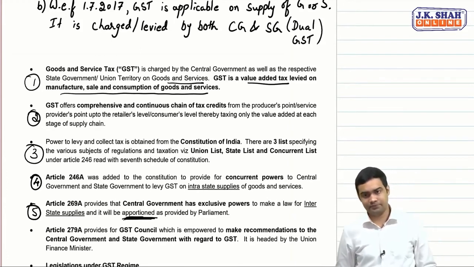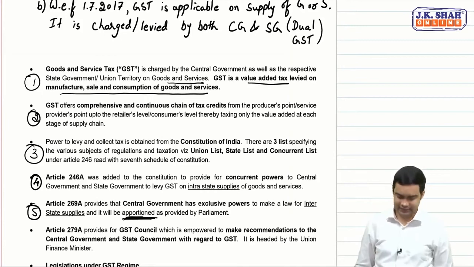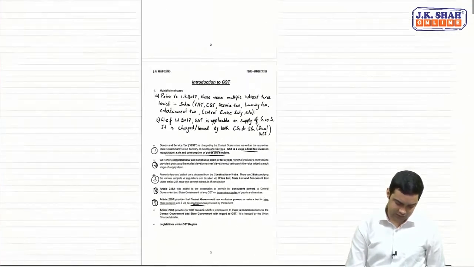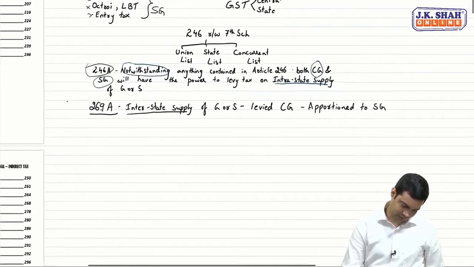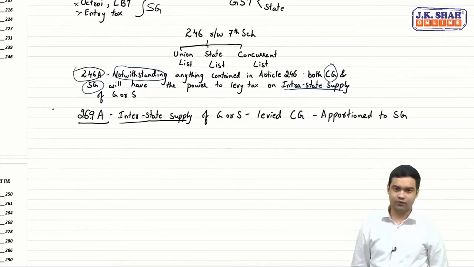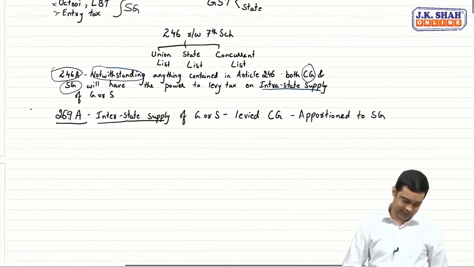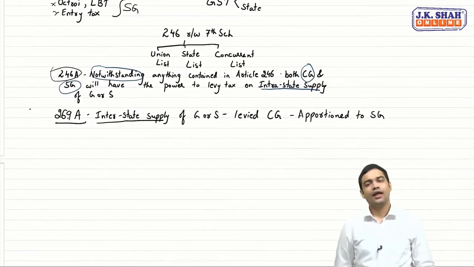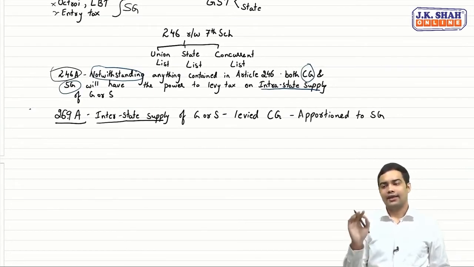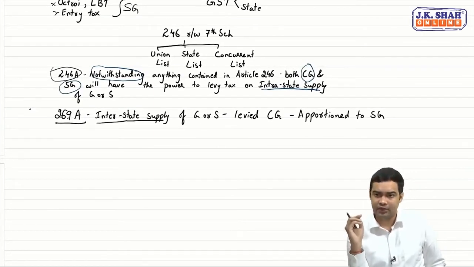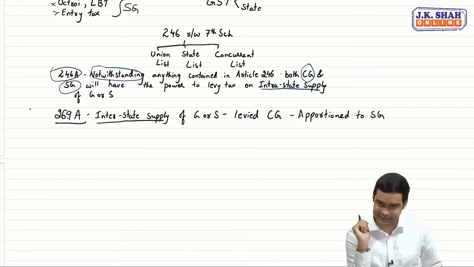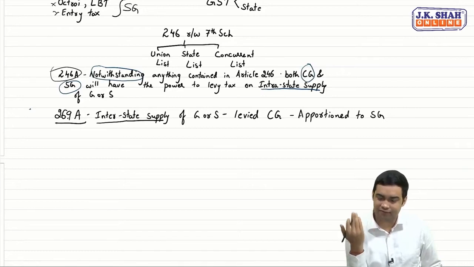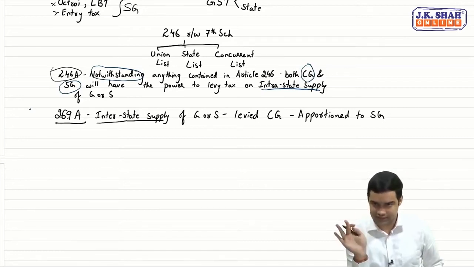Now, another important thing, let's come back to this particular aspect. We were here: Article 246A, Article 269A. Can there be a fight between two friends? I am hearing an answer, yes. If they don't fight, then they are not friends. Obviously, there can be a fight between two friends.